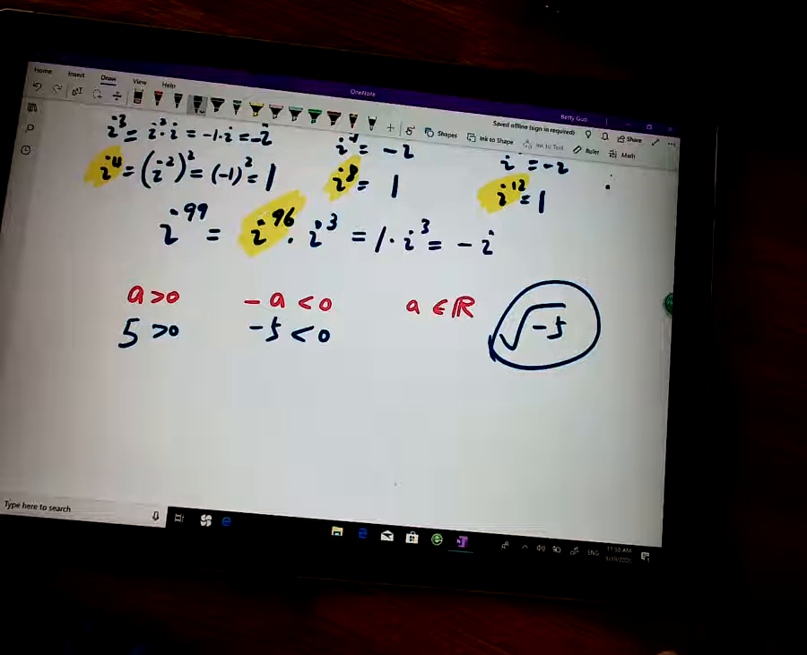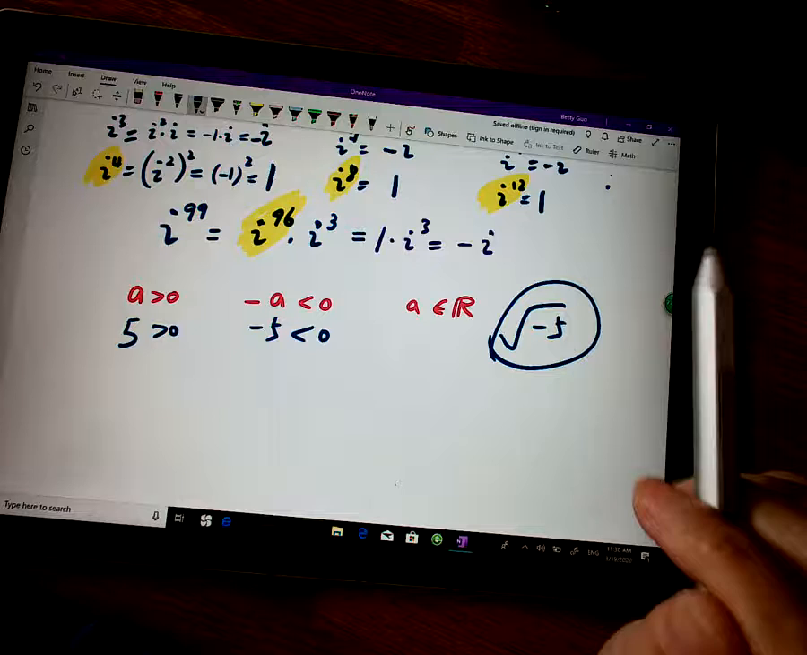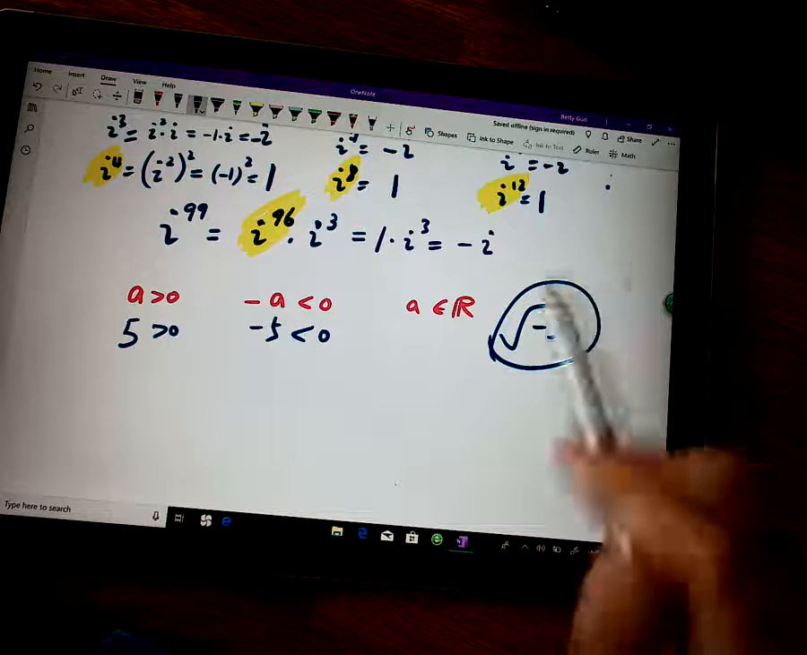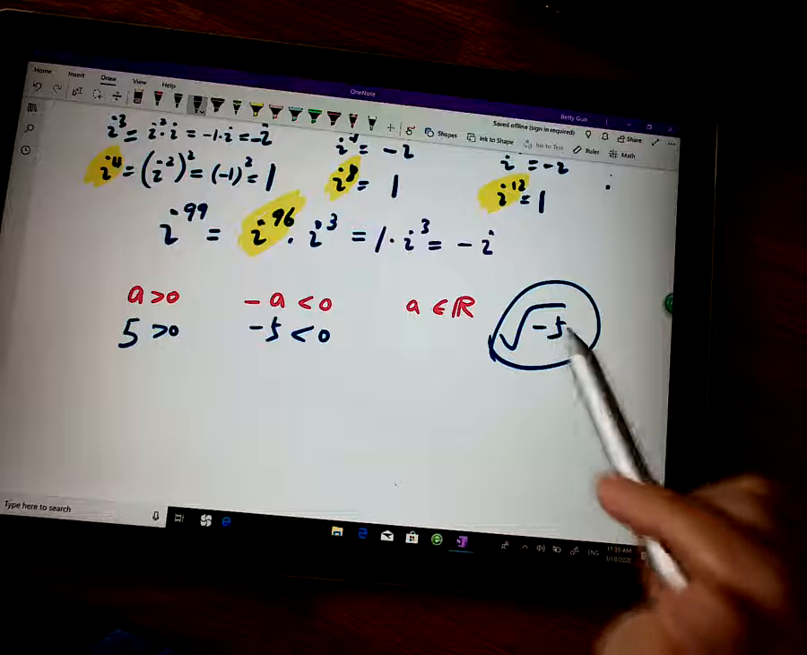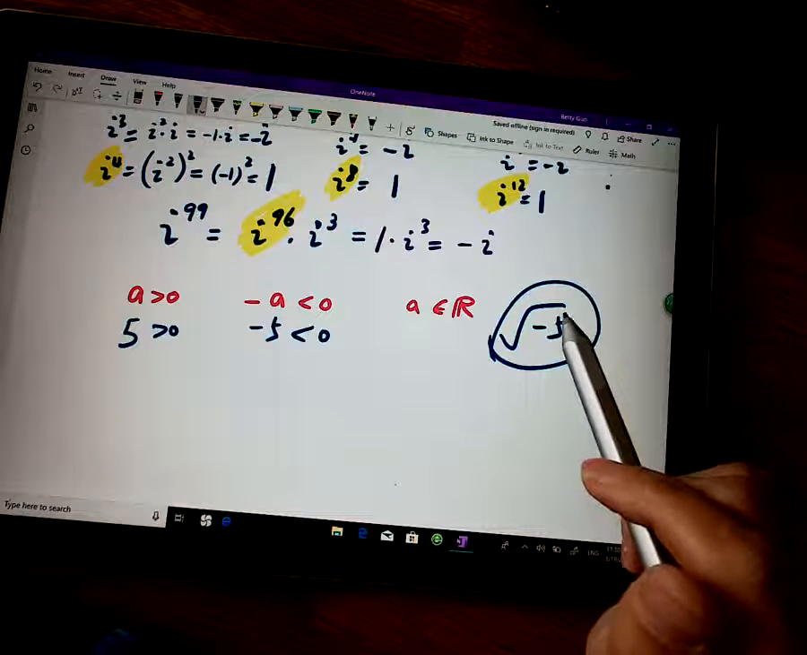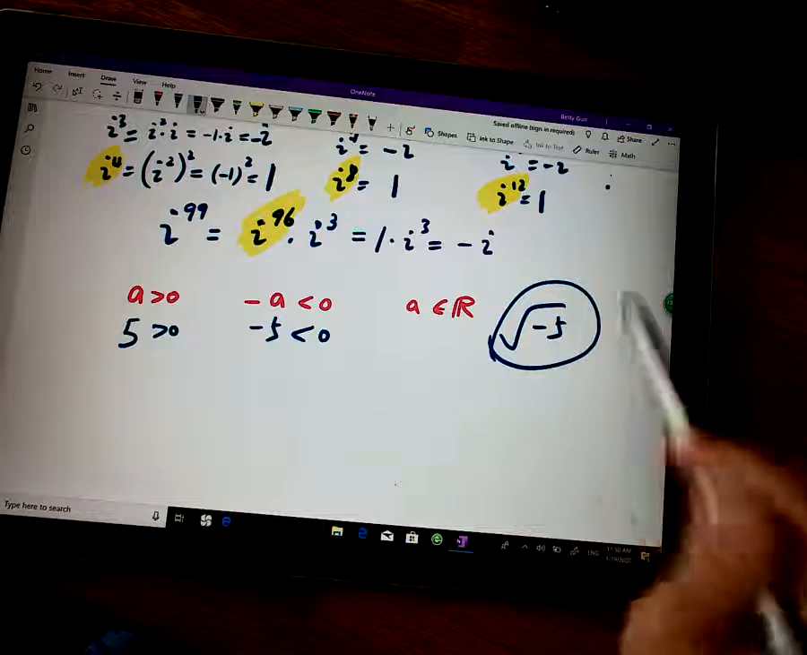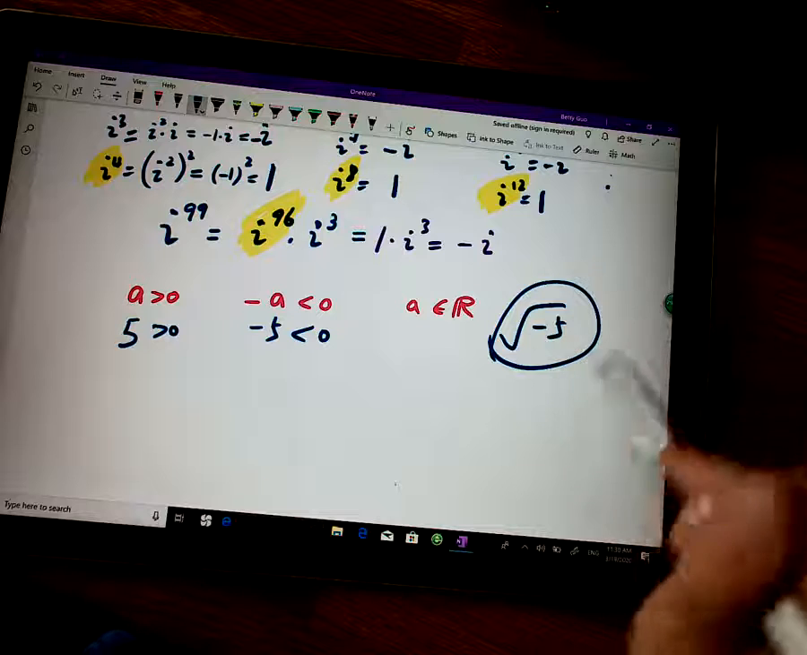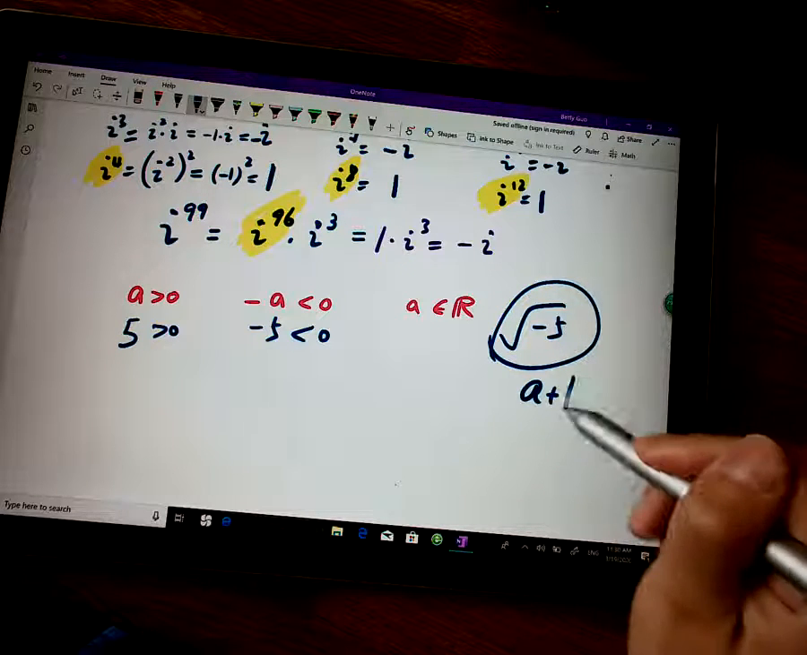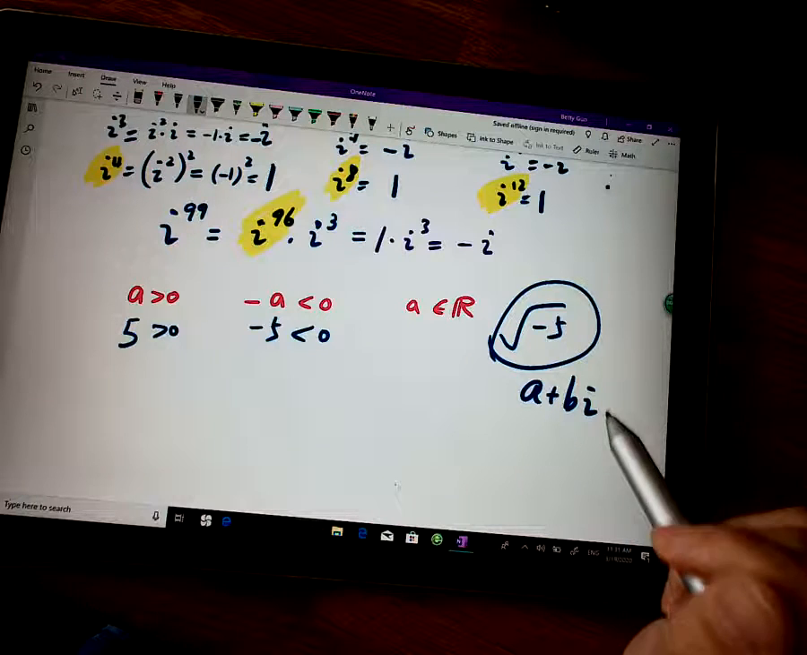But if it's not real, it must be complex, right? Because we have expanded the number system. The complex number set is the biggest number set that we deal with. If we go beyond, it's going to be vectors, which is beyond the scope. So all that we learn is going to be at the most in the complex number set. So if this is not real, it's going to be a complex number. If this is a complex number, then it must be able to be written in the form a plus bi, the standard form, right?